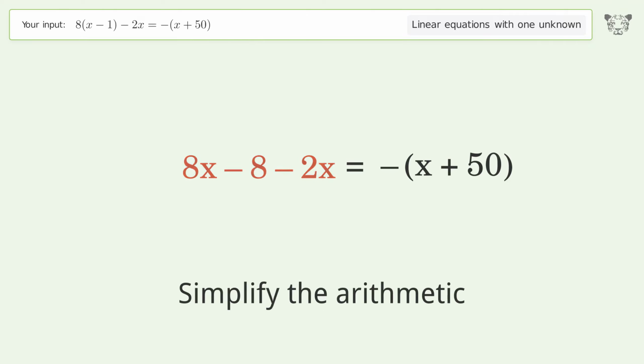Group all x terms on the left side of the equation. Add x to both sides. Group like terms. Simplify the arithmetic. Group like terms. Simplify the arithmetic.